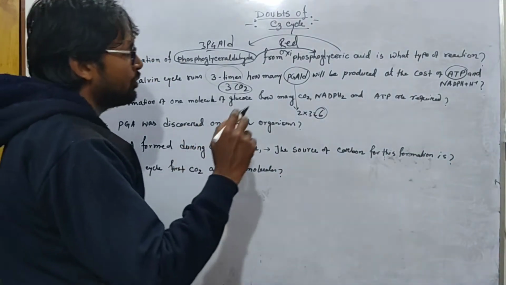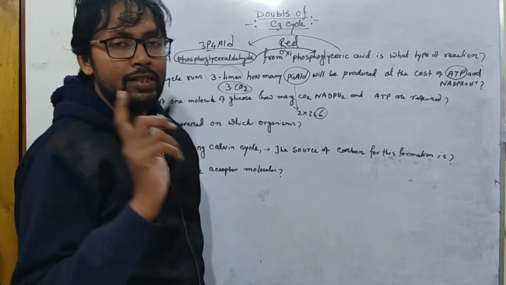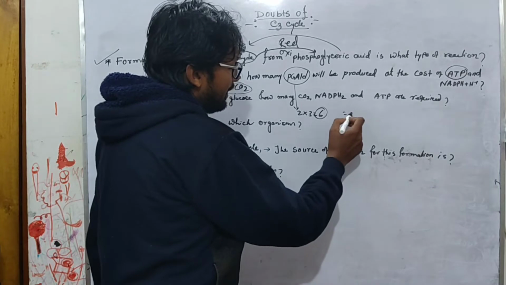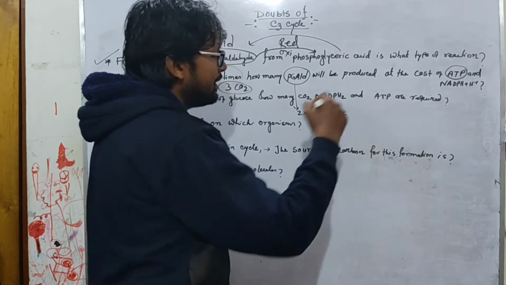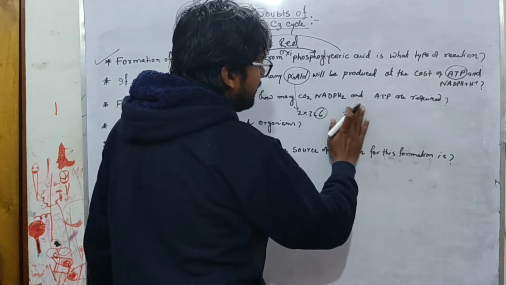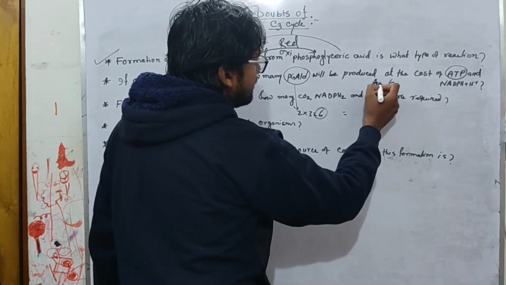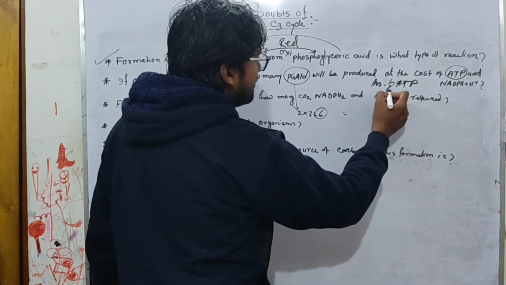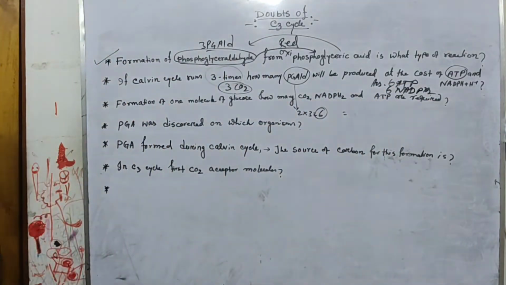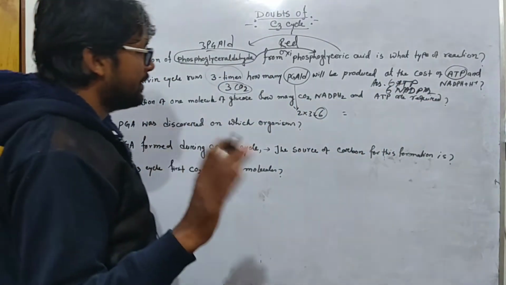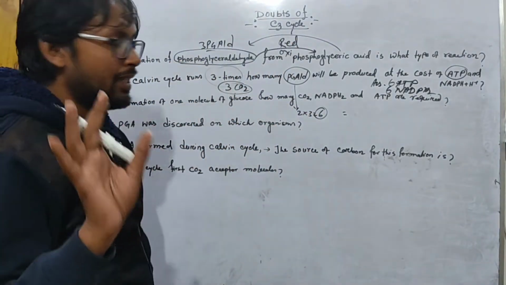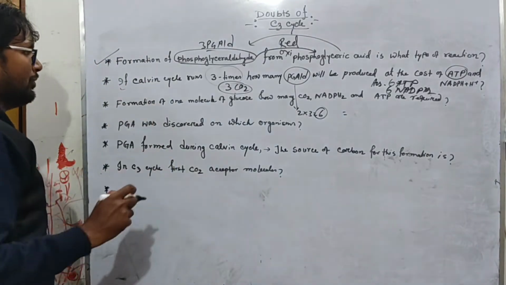Up to this PGAL formation, 2 ATP, 2 NADPH. So here for 3 cycles, 3 into 2, that is 6 PGAL. The answer is 6 ATP and 6 NADPH2 will be required when running the Calvin cycle 3 times. So this is the answer.